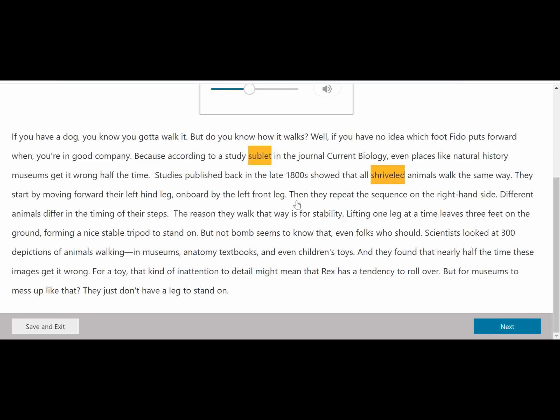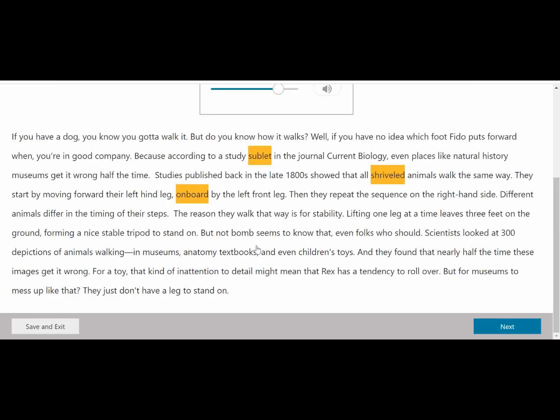They start by moving forward their left hind leg, followed by the left front leg. Then they repeat the sequence on the right-hand side. Different animals differ in the timing of their steps. The reason they walk that way is for stability. Lifting one leg at a time leaves 3 feet on the ground, forming a nice stable tripod to stand on.